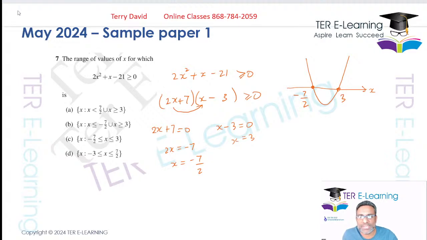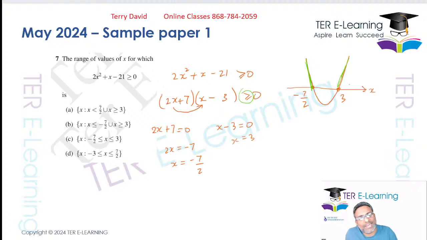Just like the previous question here, we have to look at the inequality. So the inequality is greater than or equal to. What the inequality is asking us is what part of the graph is above the x-axis. So it's above the x-axis in this region here, and this region here.